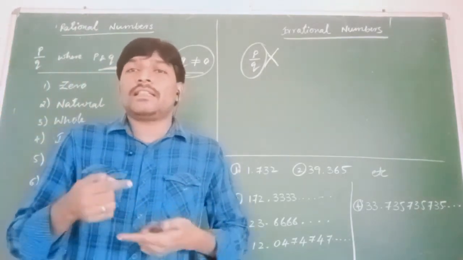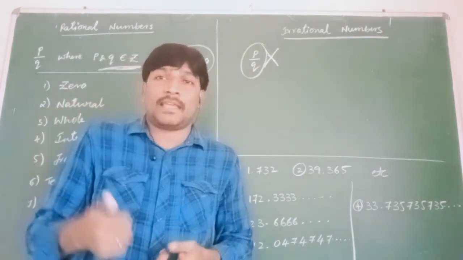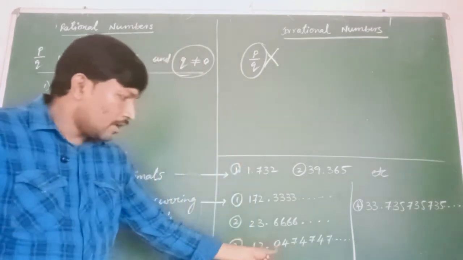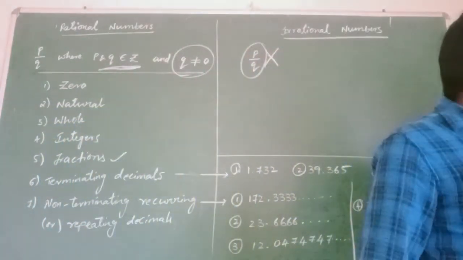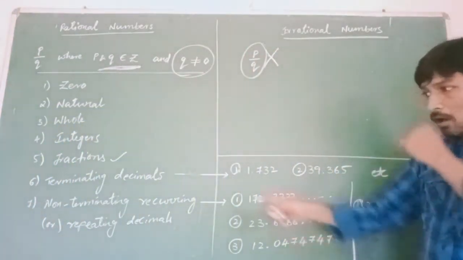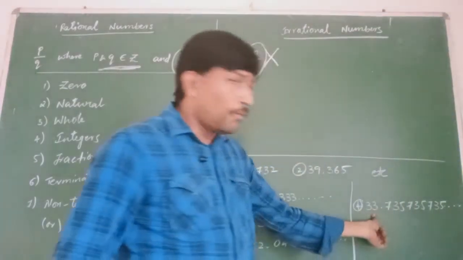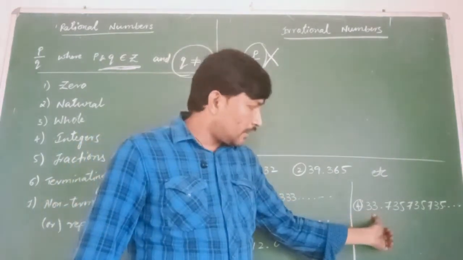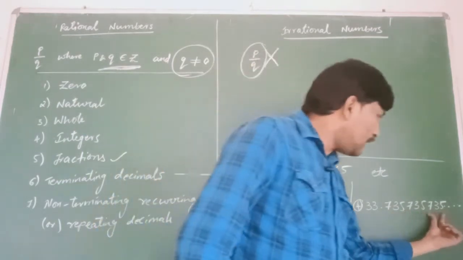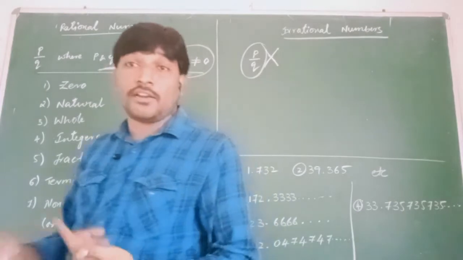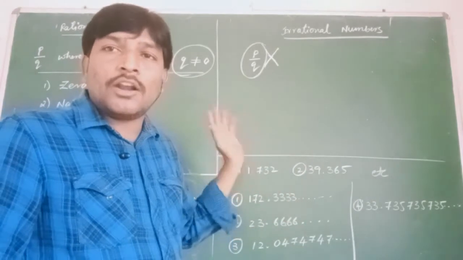Once the repetition starts, the digit or group of digits should repeat continuously without any break. Here, 4747474747 continuously repeating, so it is also called a non-terminating repeating decimal. One more example, 33.7357357. Here the group 735 is repeating continuously, and there is no end at all. So it is also called a non-terminating repeating decimal.